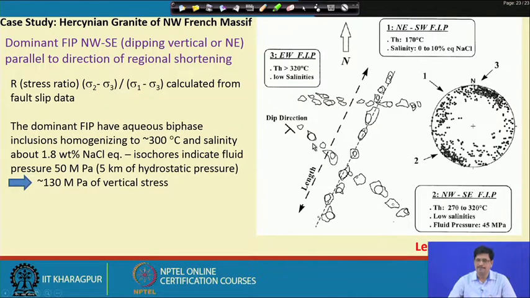And if this 50 megapascal is converted, considering that it would have to be a hydrostatic condition, then it would translate into a depth of about 5 kilometers from the surface. Taking the granitic terrain, where the rock is essentially granite whose specific gravity is known, the lithostatic pressure could also be calculated, which gives an idea about the vertical stress there, which comes out to be around 130 megapascal or about 1.3 kilobar.